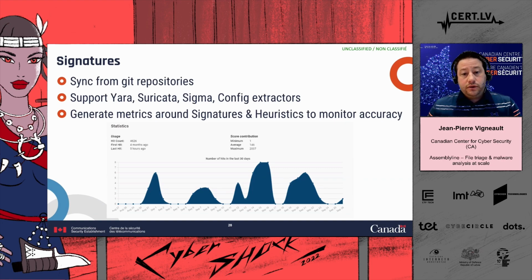And also config extractors. Assemblyline will build metrics around all of the signatures, but also the heuristics. And you can monitor how they're doing over time. If some are starting to cross into false positives and creating too many alerts or things like that, it has all of that built in.